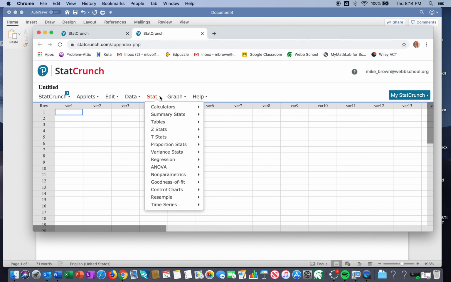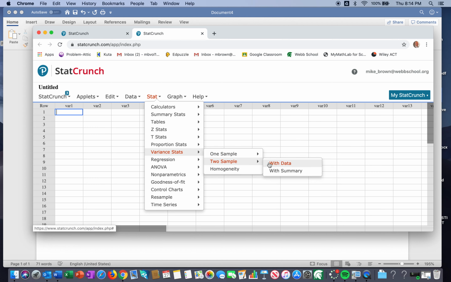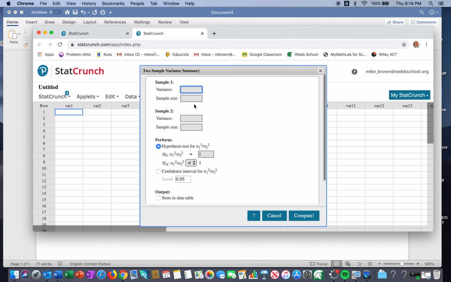All right. To find the F-stat and the p-value on StatCrunch, you're going to go to variance stats, to sample, with summary, and we're going to type in what we know. The variance for the first one was 0.89 squared. You do need to square them before you put them in here. The 0.89 that it gave me in the problem was the actual standard deviation. So if you square it, you get 0.7921. Sample size was 11 for the men. Variance 2 was 0.66 squared. I'm actually squaring these as I'm talking to my calculator, getting 0.4356. And then the sample size for the second one was 59 for the women.